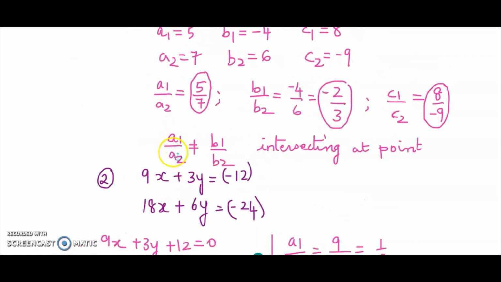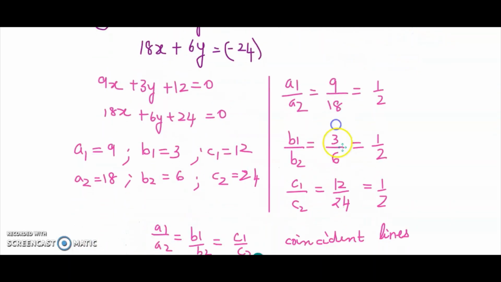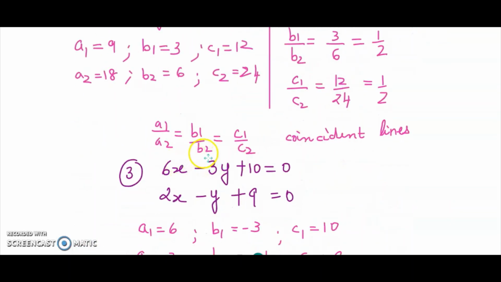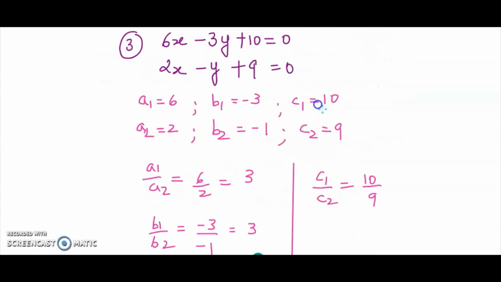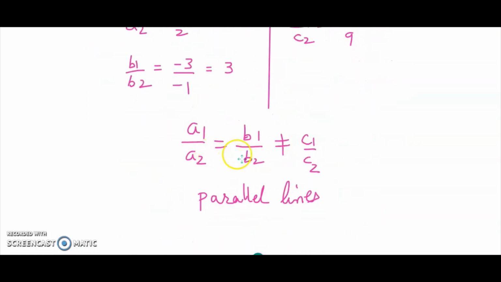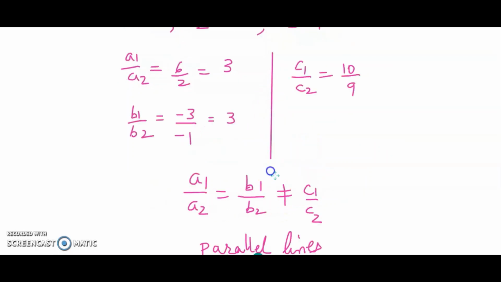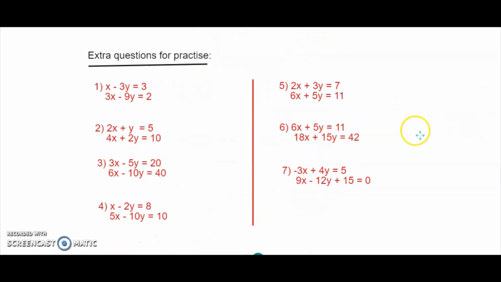Again, the rule is: if a1 by a2 is not equal to b1 by b2, the lines intersect at one point. If a1 by a2 equals b1 by b2 equals c1 by c2, they are coincident lines. If a1 by a2 equals b1 by b2 but is not equal to c1 by c2, they are parallel lines. So I've taken some questions for you to solve as extra practice. Please go through it.